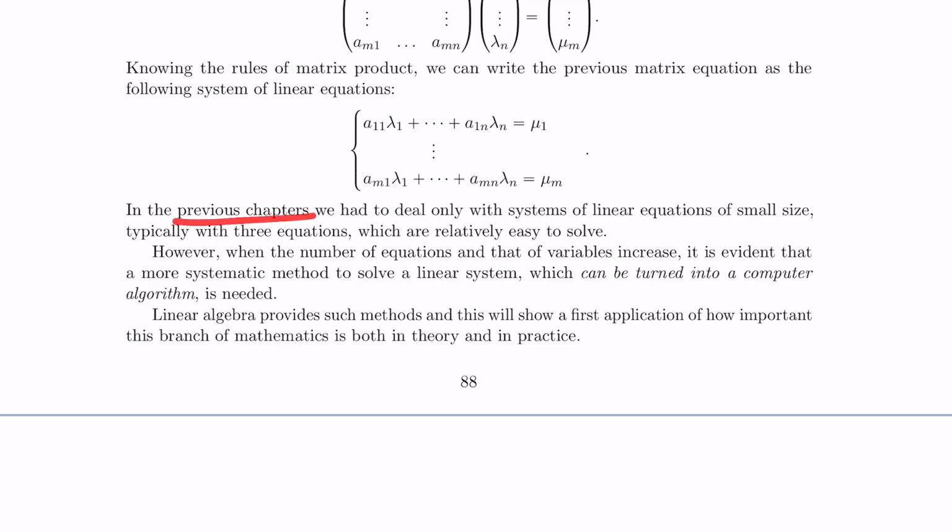In chapter 1 and 2, we have already encountered systems of linear equations. However, they were of small size, typically 2 or 3. It is clear that if the number of equations or variables increases, then we need a more systematic method to solve a linear system. Moreover, it would be ideal to turn this method into an algorithm to be run by a computer. We are now going to see that this is possible thanks to what we have learned in chapter 1 and 2.